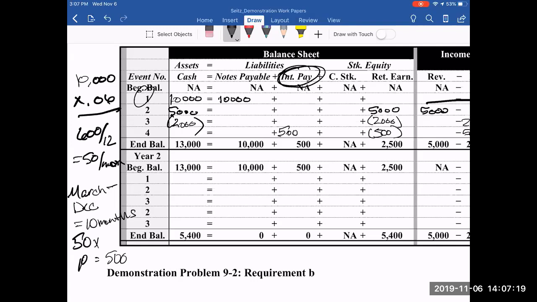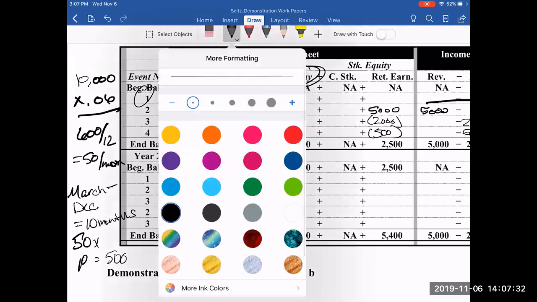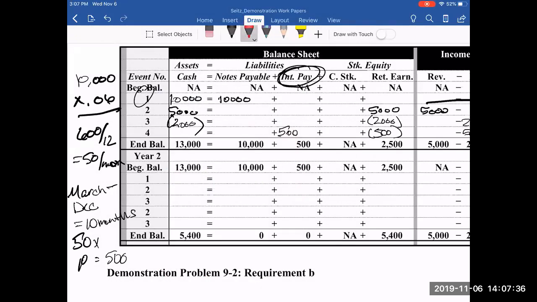All right, so year 2, we go through the same things again. We're going to drop those balances. All of those beginning balances will drop down here. Hold on just a second. My pen's not working. There we go.